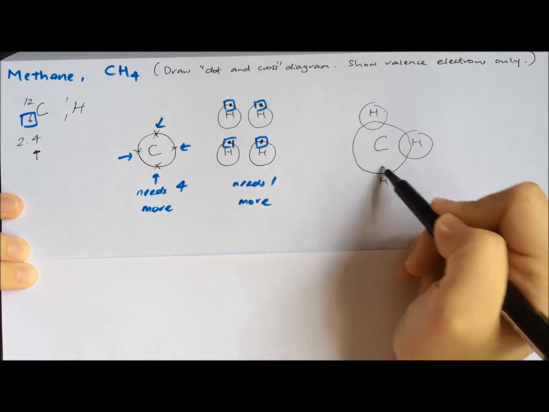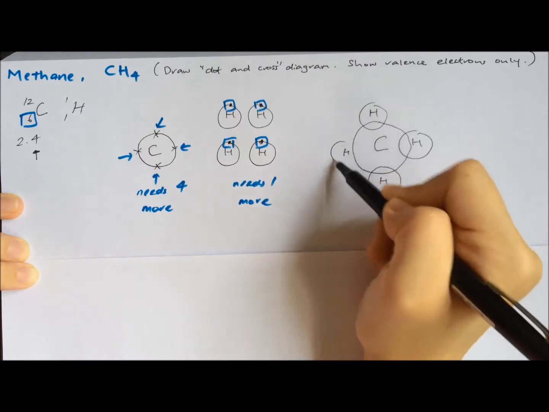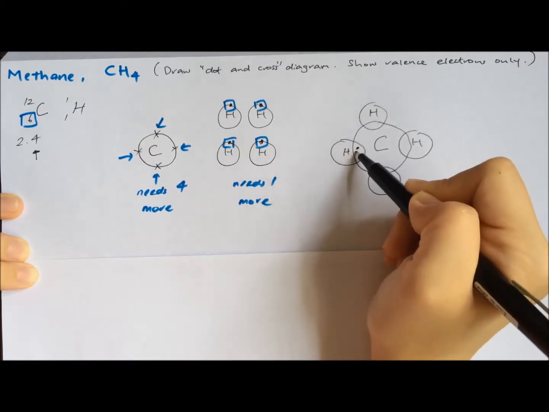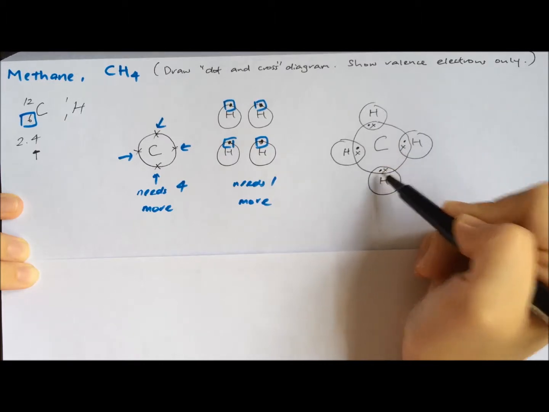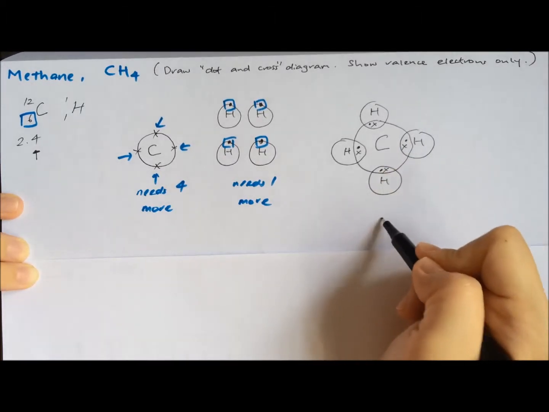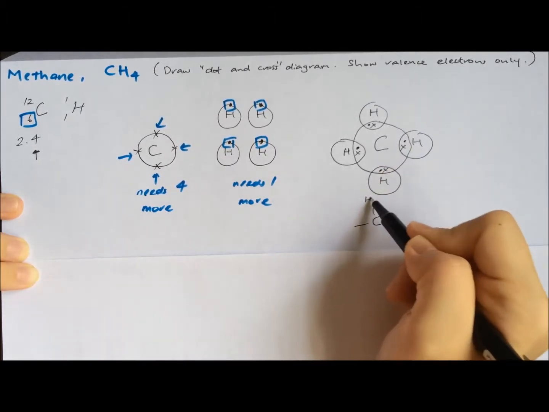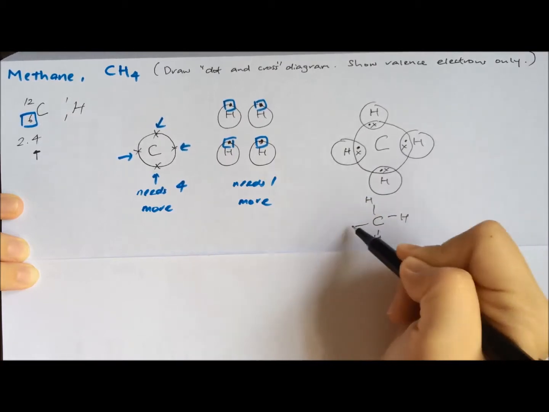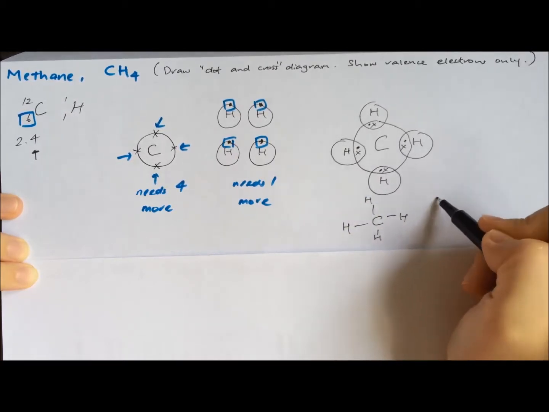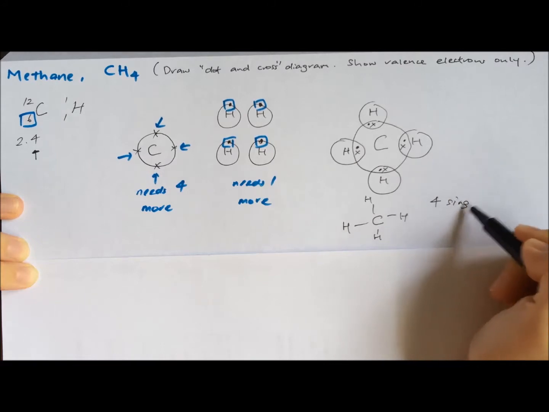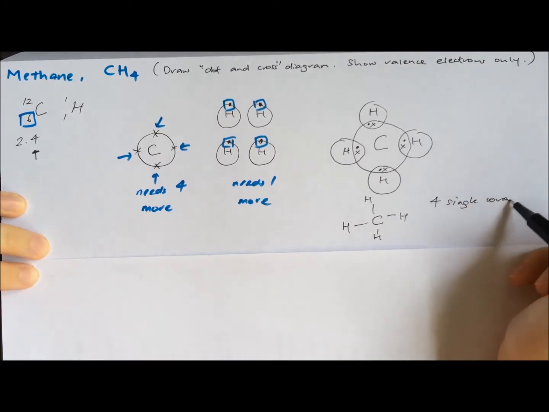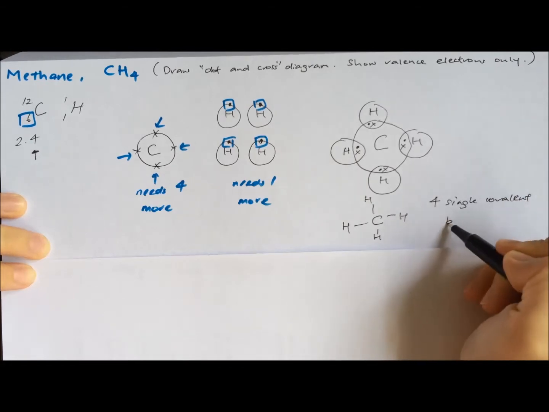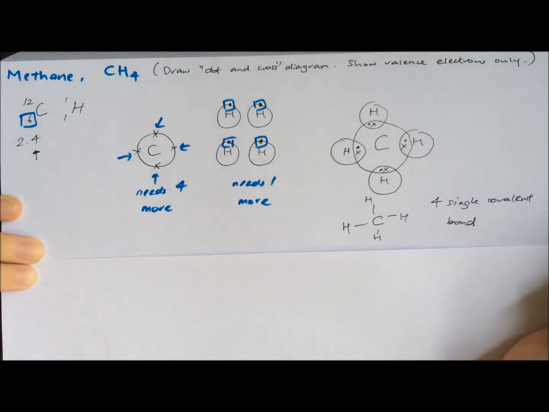So my carbon in the center and my 4 hydrogen at the side. 1 dot, 1 cross in each. And you will see that carbon is completely filled, same for hydrogen. So we can draw it this way because there are 4 single covalent bonds. So a total of 8 electrons are being shared in methane.